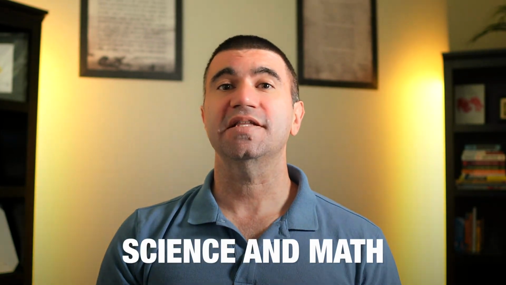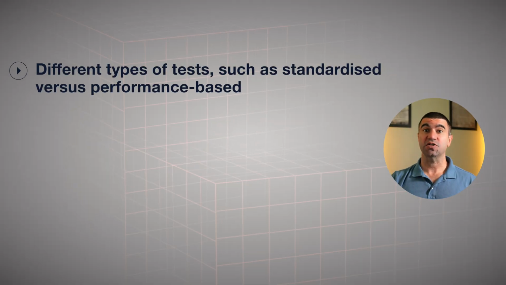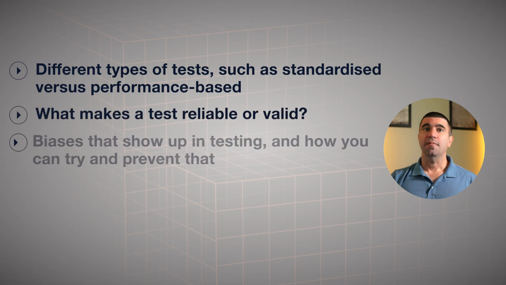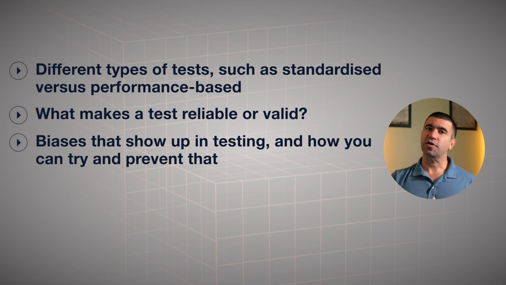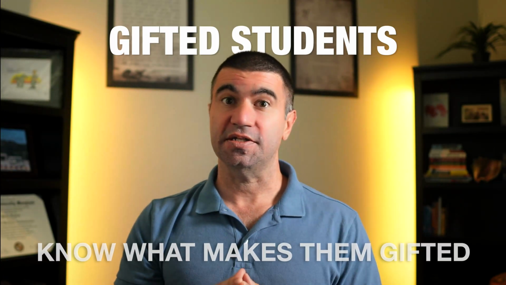After that, we're moving into the science and math-based stuff. Different types of tests, such as standardized versus performance-based. What makes a test reliable or valid? Two different things. Biases that show up in testing and how you can try and prevent that. What's the best way to group students in the classroom? By age? By ability? Then you have specialized education for certain groups, such as gifted students, and knowing what makes them gifted. English as a second language, differences in gender learning, etc.